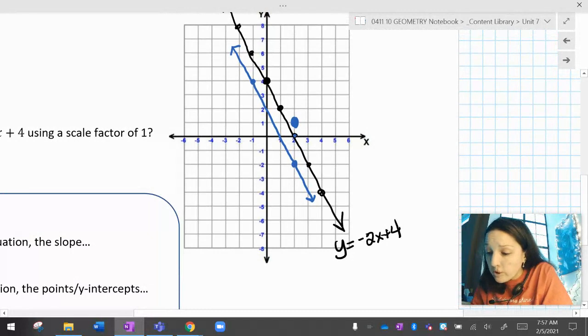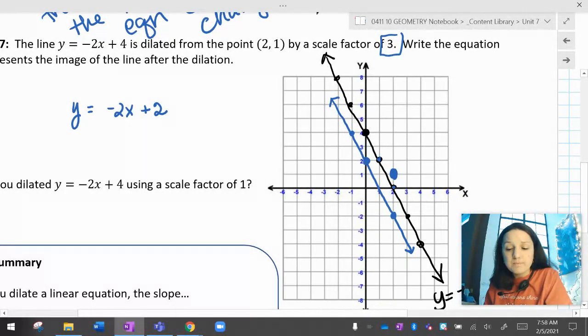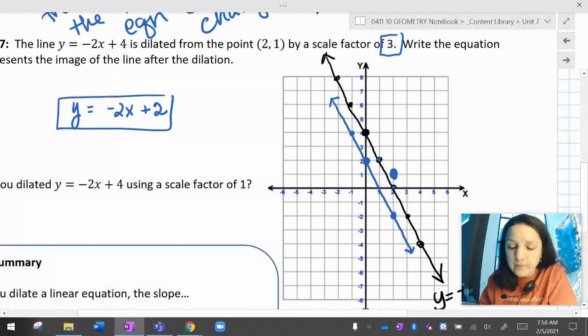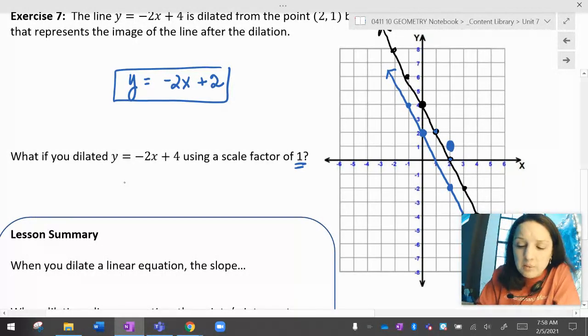Now, what is the equation of that line? Let's see. The slope should still be the same. So I would go up 2, left 1, up 2, left 1. Now my new y-intercept is 2. So it would be y equals negative 2x plus 2. What happens if you dilate that line using a scale factor of 1? Guess what? Nothing. If you ever use a scale factor of 1, nothing changes. It means, hey, show that thing itself in the mirror and let it wave. That's all that happens. So when you dilate by a scale factor of 1, nothing happens.